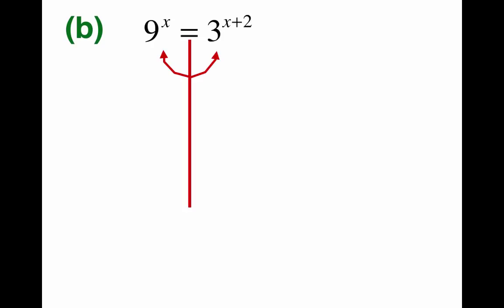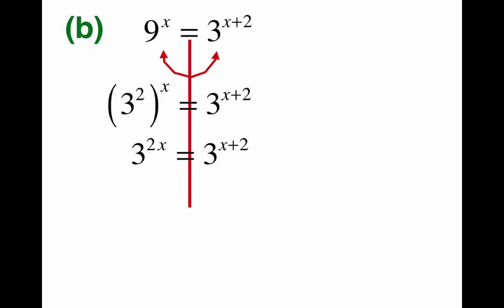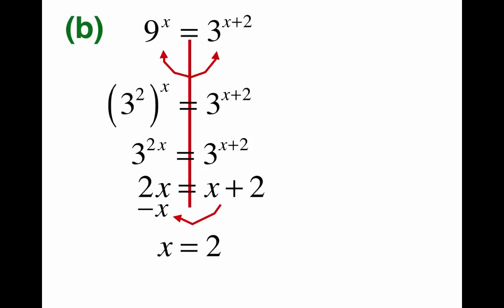Let's look at B. B is another one. There are no equal bases, but you know what? 9 can be rewritten as 3 squared because 3 times 3 is 9. So it's like 3 to the 2x power equals 3 to the x plus 2. Now I have matching bases again. They're both 3's. So 2x has to equal x plus 2. Take the x away, and x is equal to 2, and that's our answer.